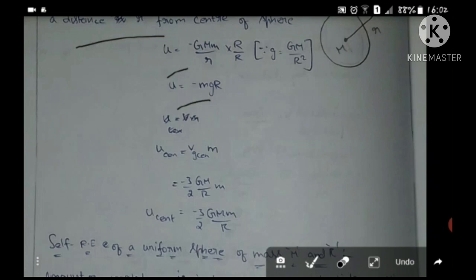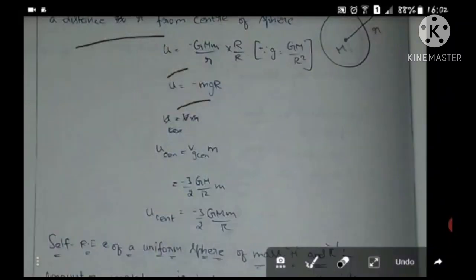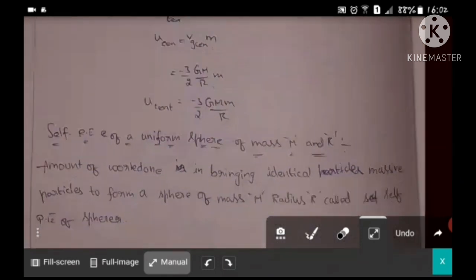U center is equal to Vg center into m. We know Vg center is equal to minus 3 by 2 GM by R, into m. Here U center is equal to minus 3 by 2 into G capital M into small m by capital R.